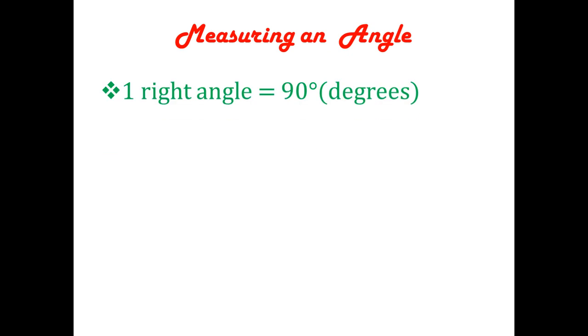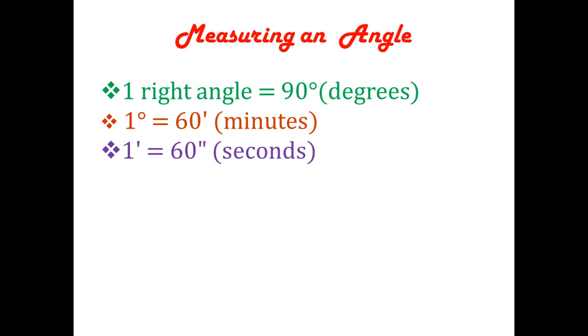Next is measuring of an angle. You all know one right angle is equal to 90 degrees. And 1 degree equals 60 minutes. We denote the minute by a dash. 60 minutes is equal to 1 degree. And 1 minute is equal to 60 seconds. For seconds, we put a double dash.